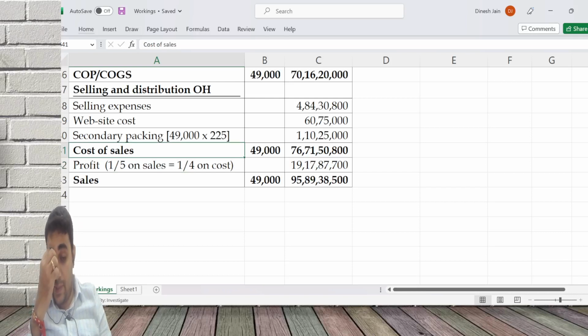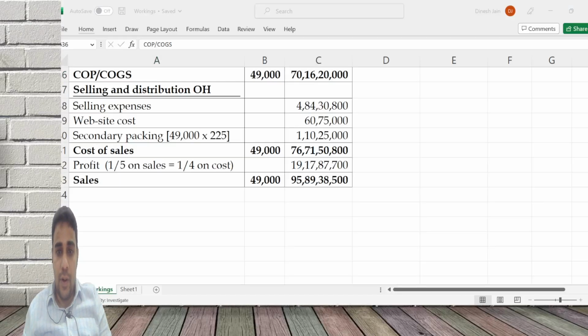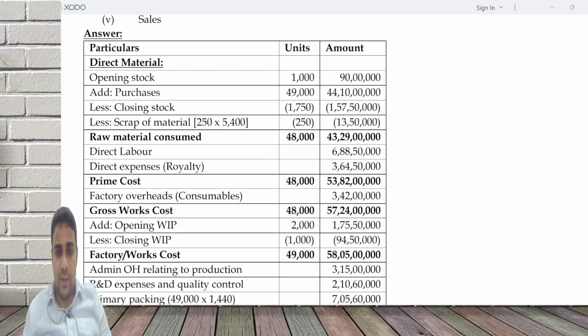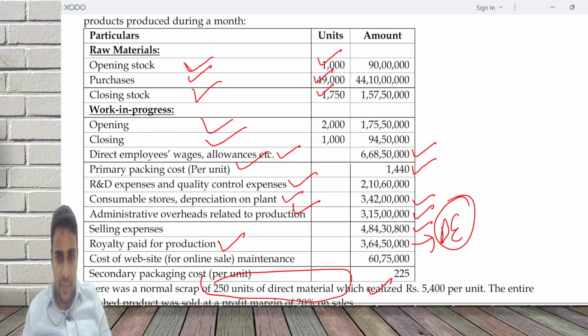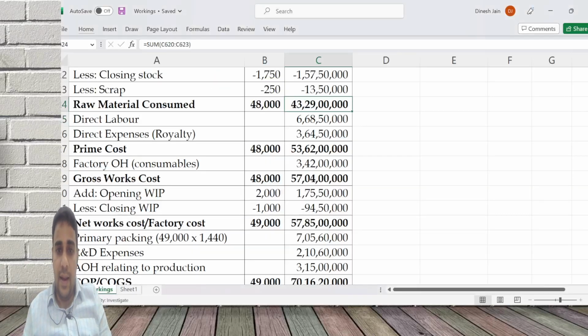Sometimes I also make typing mistakes in the question. Sometimes that happens. I remember some 2 or 3 questions where it happened. I unfortunately did not correct it in the material till now. Your raw material consumed is 4329, which matches. Direct labor is 688. Again, you did not highlight this, right? Okay, so there is a typing mistake here. It is 688.